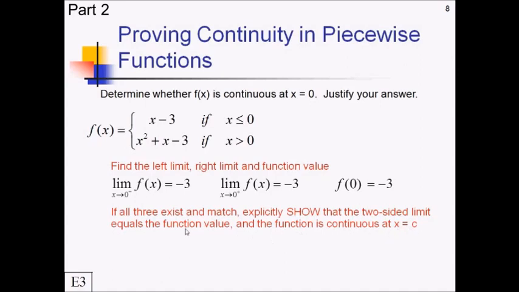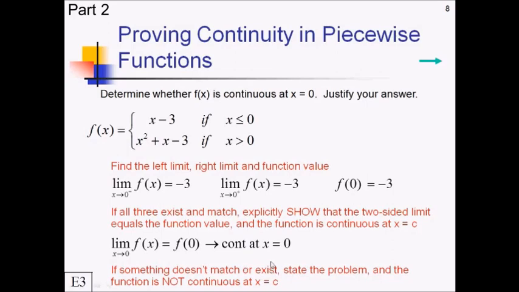So I need to explicitly write out that the two-sided limit as x approaches 0 equals f of 0, like so. By writing out that these two things match, I've met my third condition, and by saying that the two-sided limit equals a constant, because that's what f of 0 is here, I've met that second condition about the limit existing. So I need all of this to prove all three conditions. Once I've done that, I can say that we're continuous at x equals 0. So this is what we do if all these three things match. If something does not match or doesn't exist for one of these three things, just state the problem and then that the function is not continuous at x equals c.